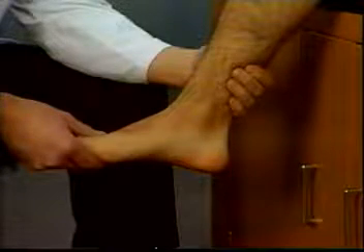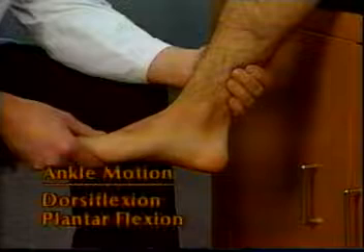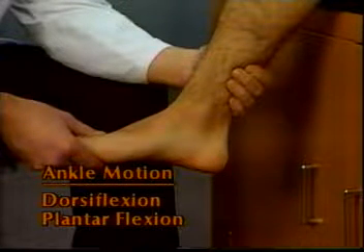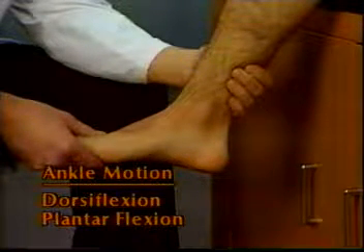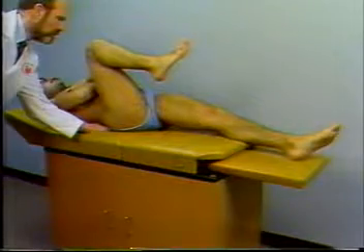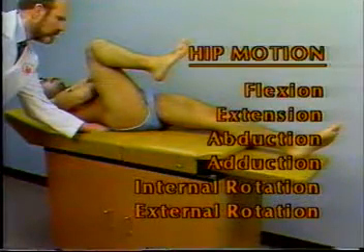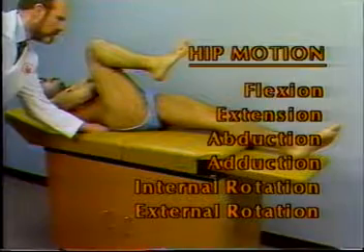When examining joint motion, it is important to know what motions the particular joint being examined is capable of. Obviously, the hip joint has more ranges of motion than does the ankle joint.